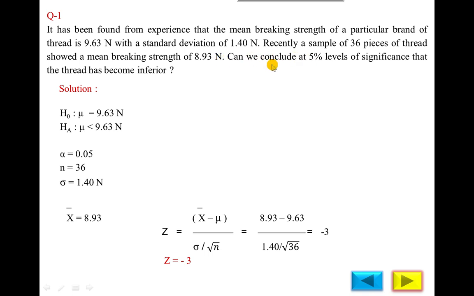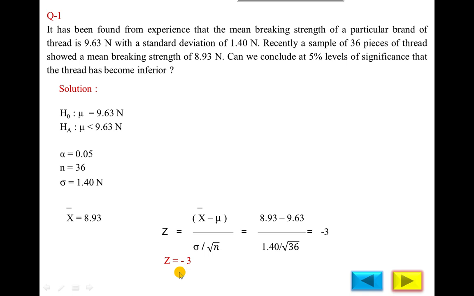Can we conclude? "Can" indicates the question. At 5% level of significance, alpha is 5%, that the thread has become inferior. The question indicates the alternate hypothesis. Now thread become inferior: inferior means less than, represented by less than. So the null and alternate hypotheses are both given. Null is equal to 9.63, and inferior indicates less than 9.63. Substitute all these values in this formula: x bar sample mean, mu 9.63, sigma 1.4 and n 36. Simplify, and you will obtain -3.